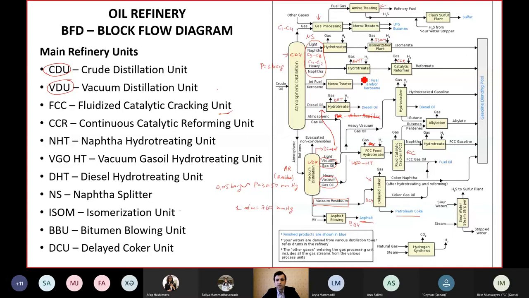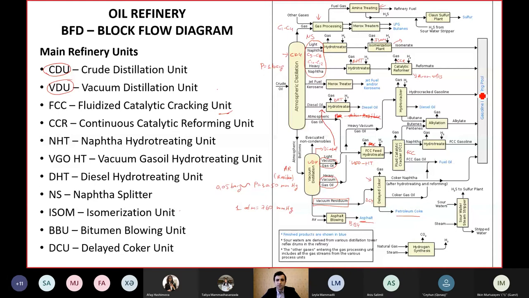Here we produce the aromatics. Here we produce the isomerate. Why do we do that? Because the isomerate has higher octane number than light naphtha, and reformate has higher octane number than heavy naphtha. Then all the isomerate and reformate are sent to the gasoline blending pool.